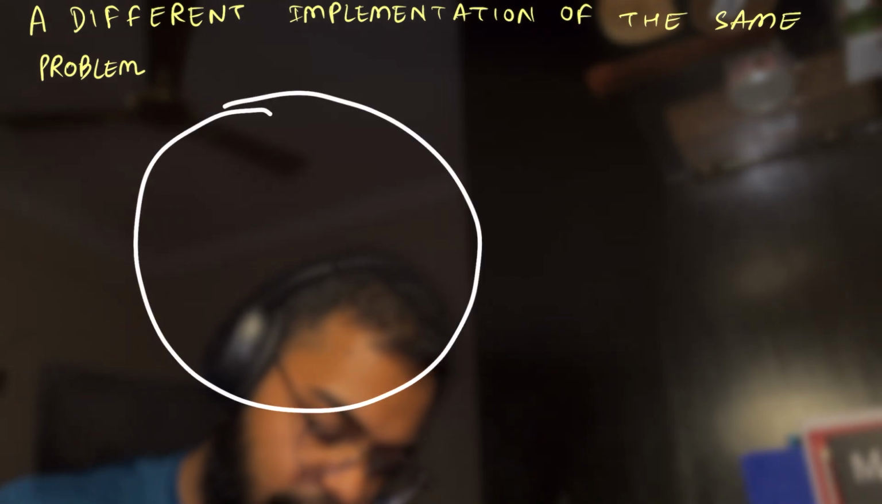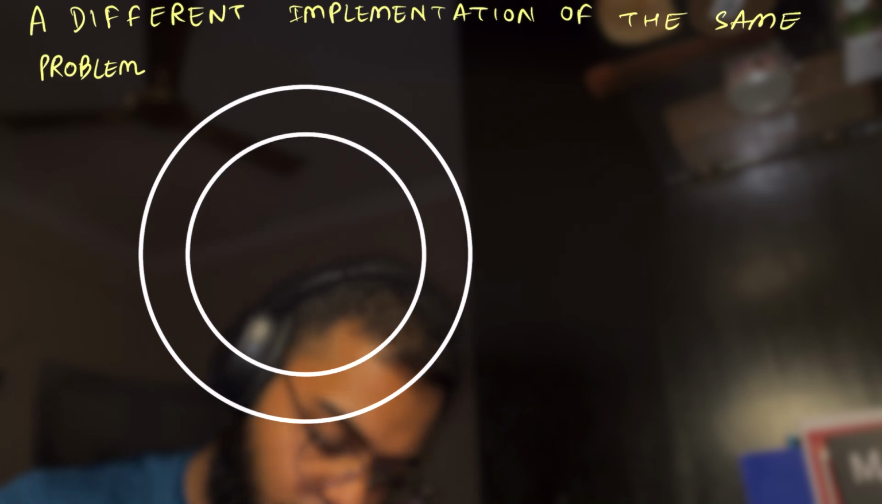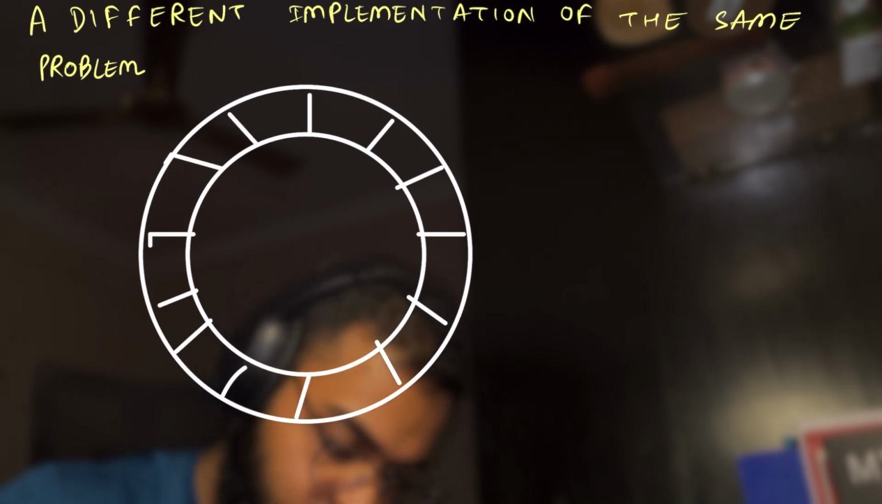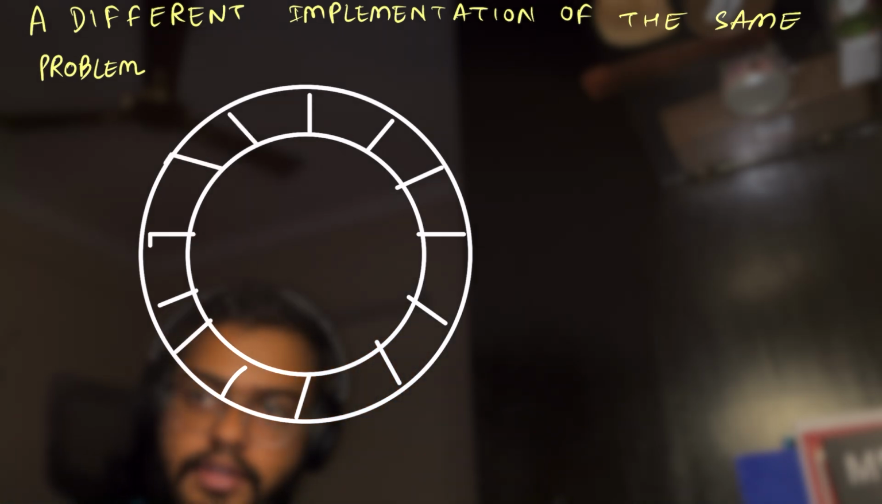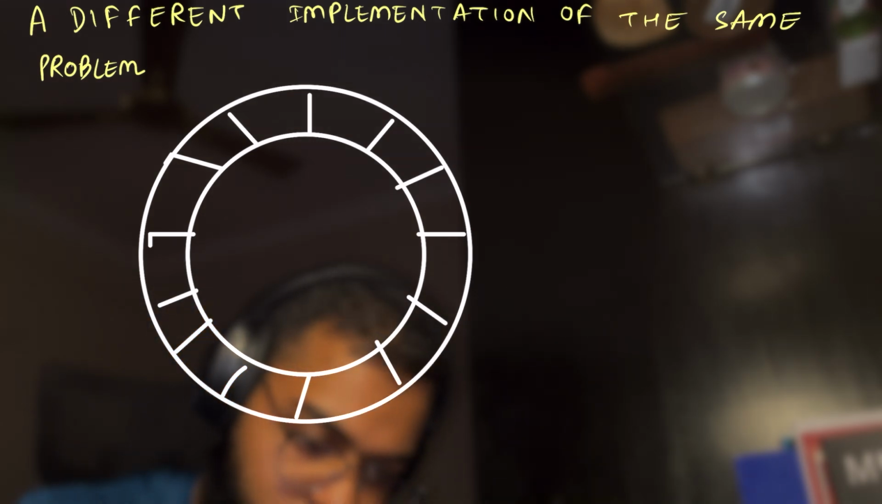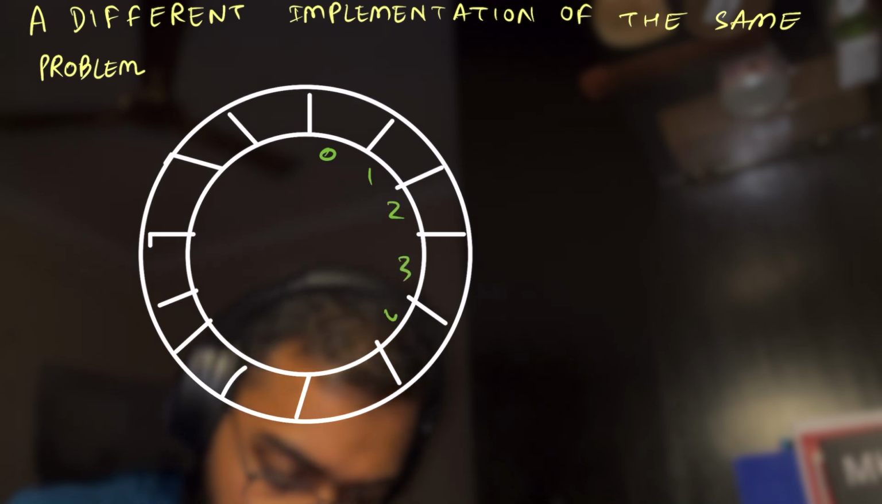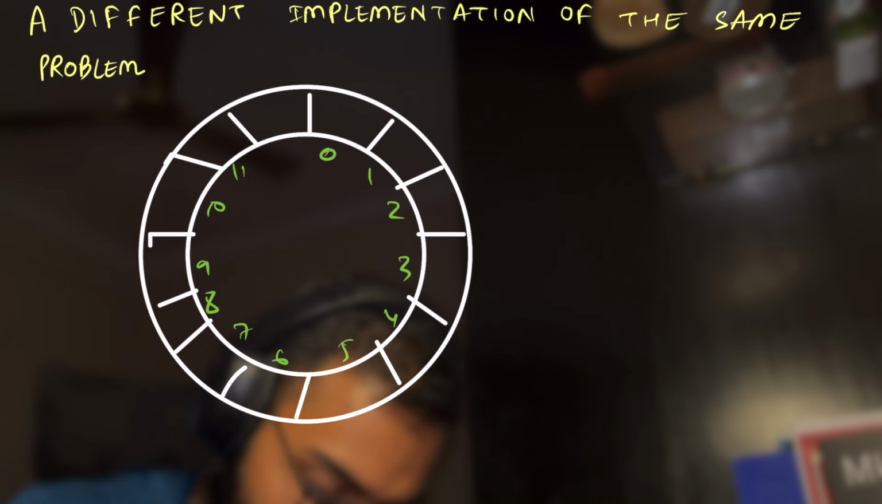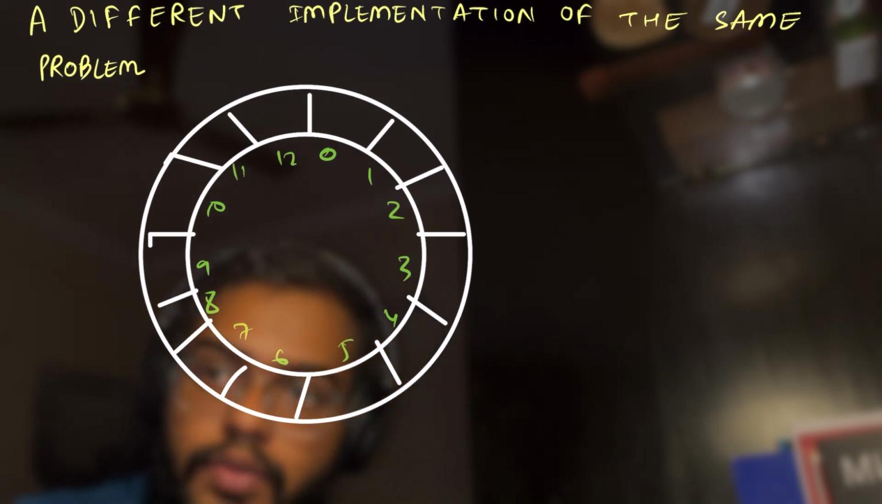So let me just draw the hash ring over here. This is our white hash ring. Let me draw the positions somehow like this. Now we would be drawing the servers. So let me number this also: 0, 1, 2, 3, 4, 5, 6, 7, 8, 9, 10, 11, 12.